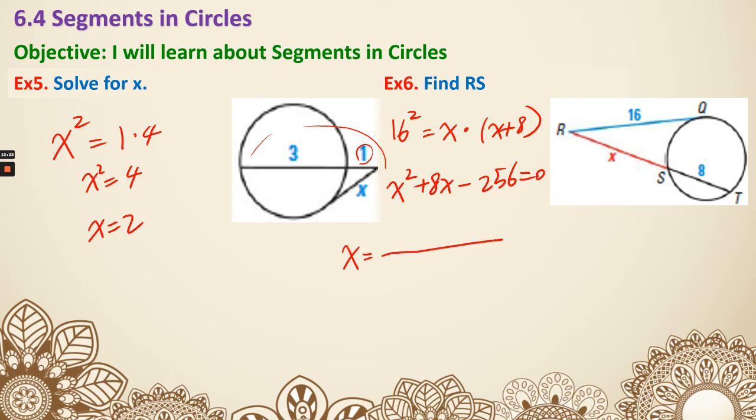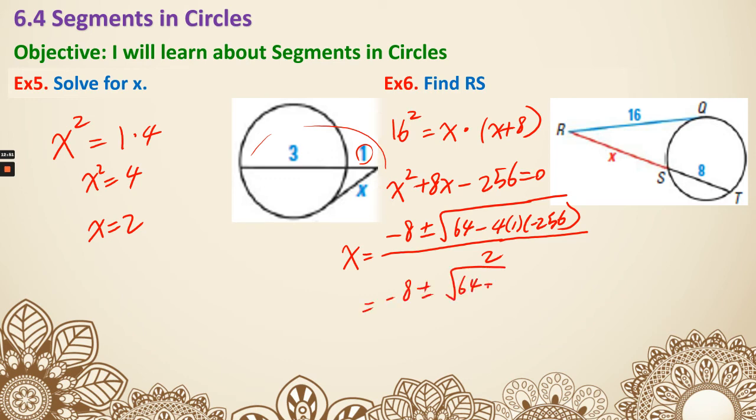x equals negative b, which is negative 8, plus or minus the square root of b squared, which is 64, minus 4 times 1 times negative 256, all over 2a, which is 2. Keep going. Negative 8 plus or minus the square root of 64 plus 1024, and the whole thing is over 2. Keep going. Negative 8 plus or minus the square root of 1088, and that could be simplified to be 8 square root of 17, over 2.